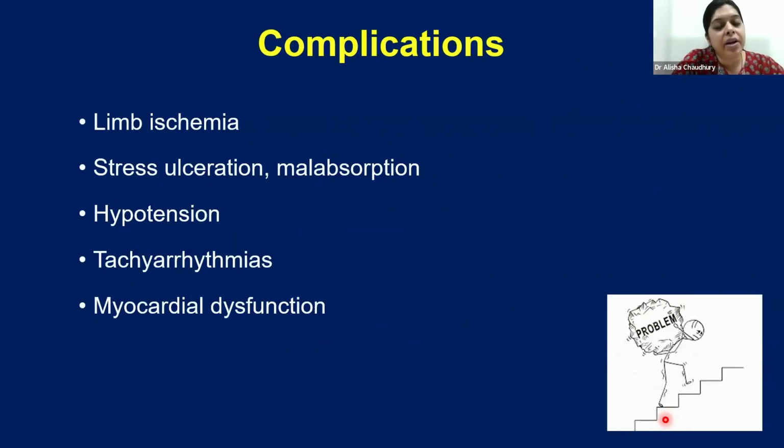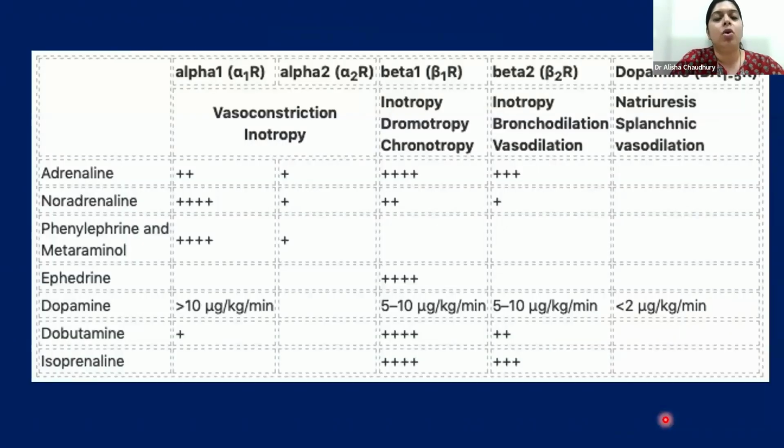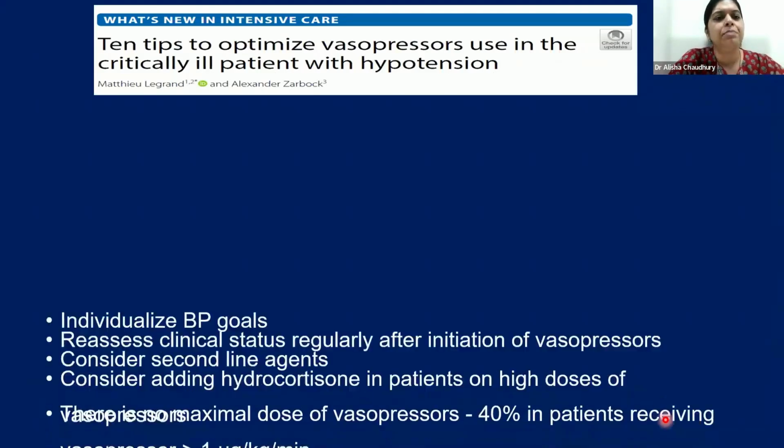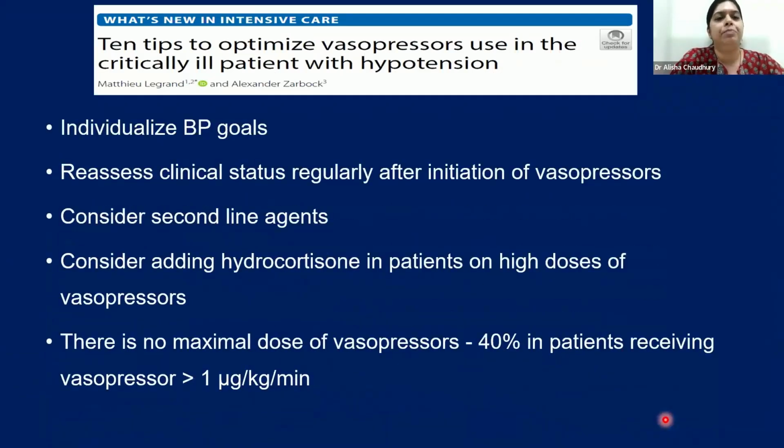There can be even myocardial dysfunction with Norad and vasopressin. To summarize all these vasopressors and inotropes we have talked about, this slide tells which action is more. And if you want some tips on how to optimize the vasopressors used in critically ill patients with hypotension: individualize your BP goals.